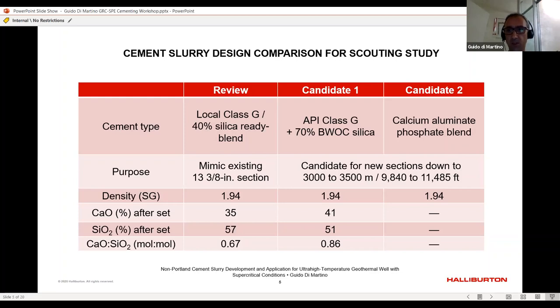While the first two options are of a common design with known behavior, the latter has different characteristics when compared to Portland-based designs. Calcium aluminate phosphate cement slurries have better resistance to temperature and corrosive environments, such as the expected CO2 content of the reservoir fluids, but require special handling during placement operations due to a strong adverse effect when contaminated.